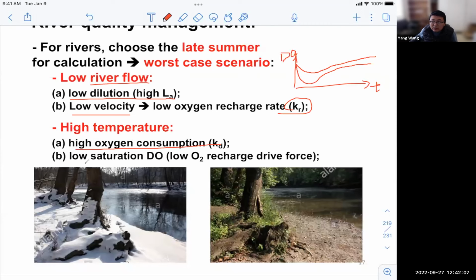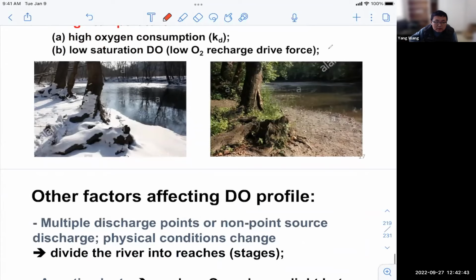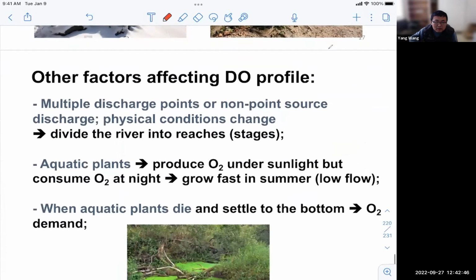And then also at the higher temperature, you have a lower saturation dissolved oxygen concentration. As we introduced, if the water is cool, then the saturation concentration is higher. This is DOS. So the higher the temperature, the lower the saturation concentration. So all of these factors point to the summertime being the worst case scenario for the river water quality. But during the wintertime, the water quality is going to be better. Okay, so this is about these measurement considerations.